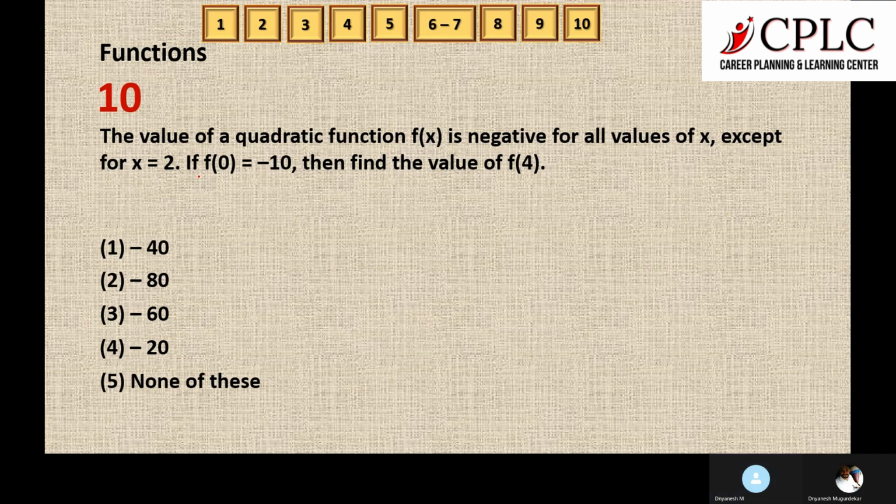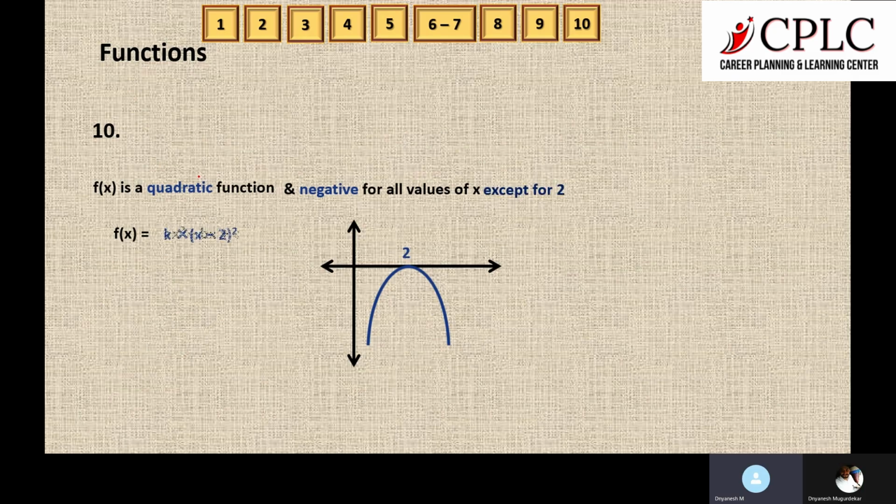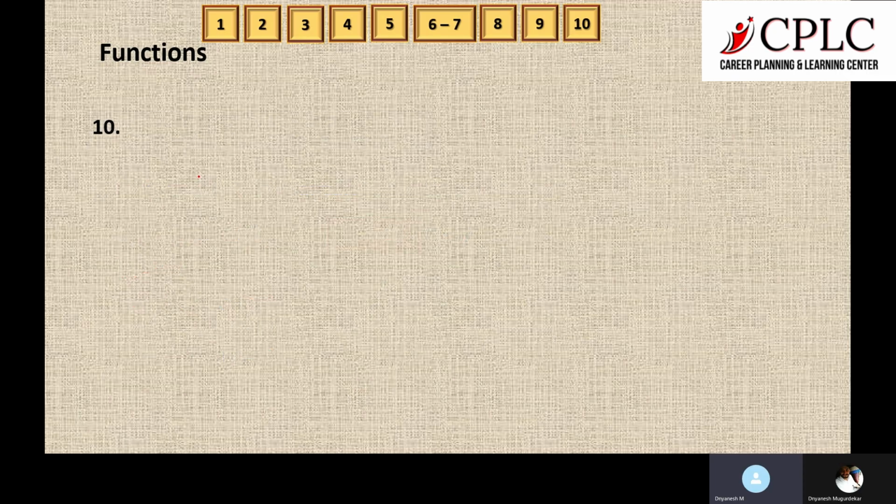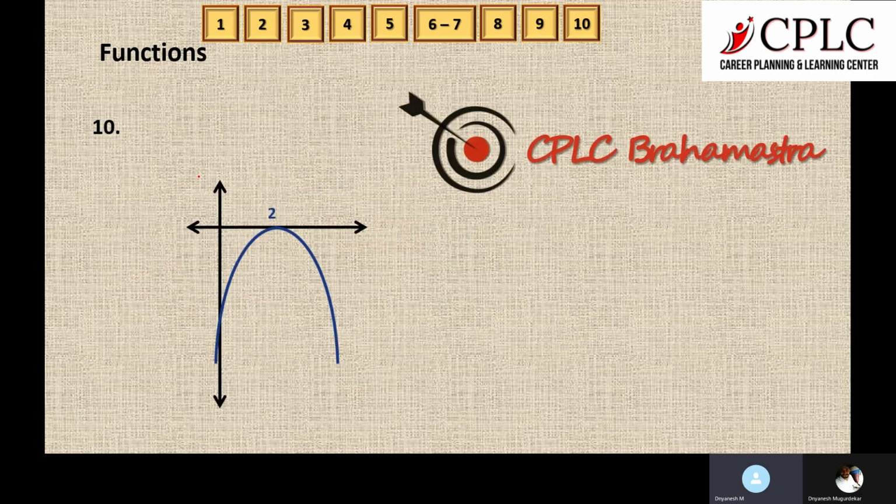So the function is negative, so it will be an inverted parabola. But the function is not entirely negative. It is not negative for only one value of x, which is x equal to 2. So this is how the graph should look, where it will just barely touch your x-axis at point 2. So that it is not negative only for this value, but it is negative for all the other values. And the quadratic function is a symmetric graph. So if I break this down from the center, it will give me two exactly equal halves.